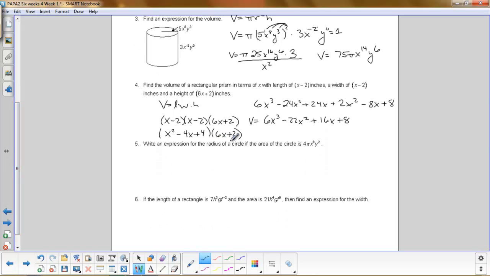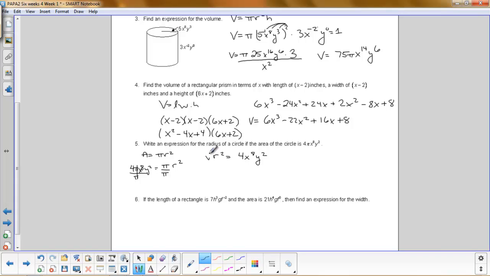Writing the expression of the radius of a circle if the area of the circle is this. So area equals pi r squared. So we're going to fill in the value that we know. 4 pi times x to the 8th y squared equals pi r squared. If we divide out our pi on both sides, we get rid of that tricky little number, and radius squared is going to equal 4x to the 8th y squared.